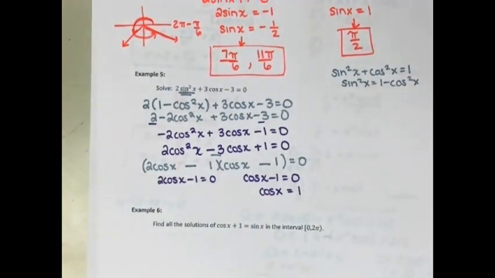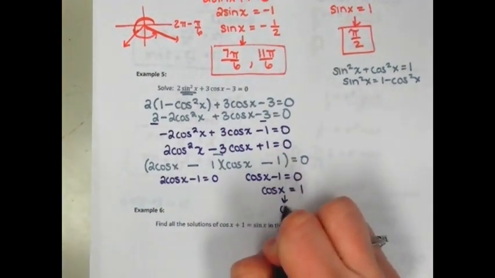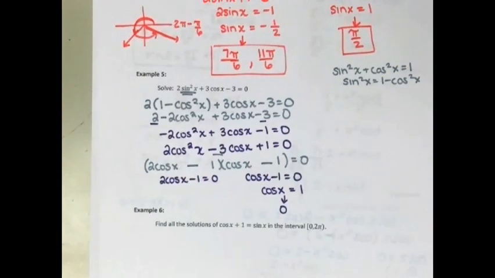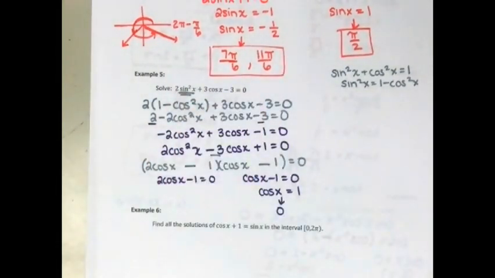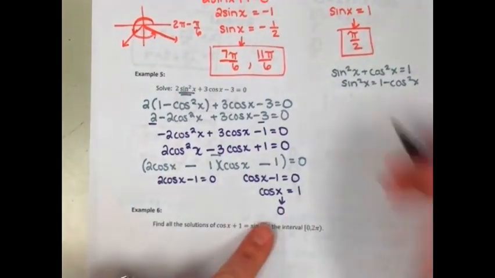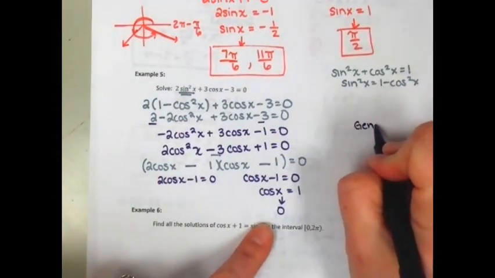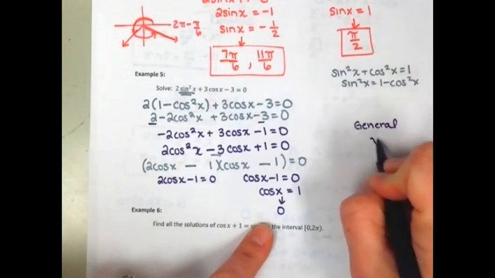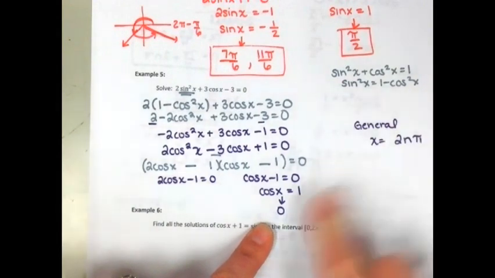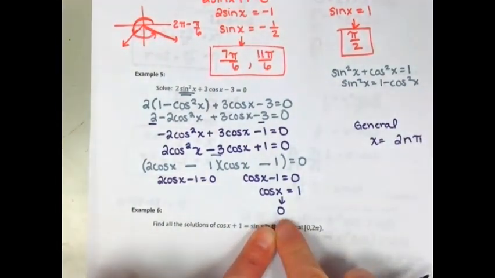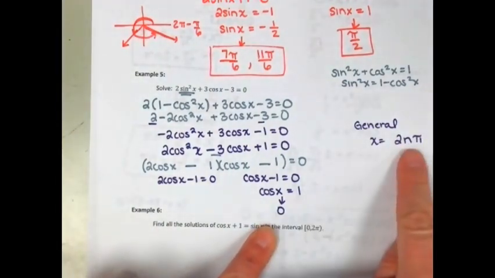So cosine is my x coordinate. So when is my x coordinate equal to 1? At 0. So this is equal to 0. Okay. Now, does it tell me an actual interval that I need to stay in between? So at 0, what am I going to have to do for my general solution? Add what? 2n pi. Do I need to have the 0 there? No.